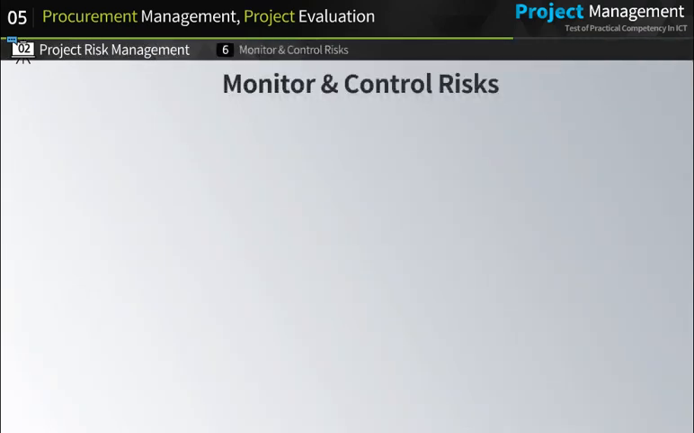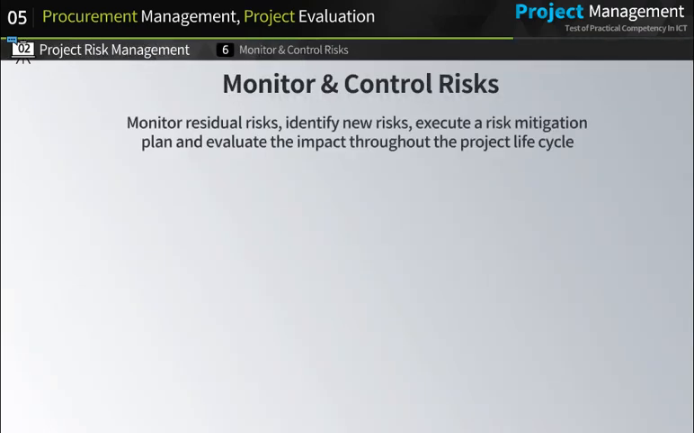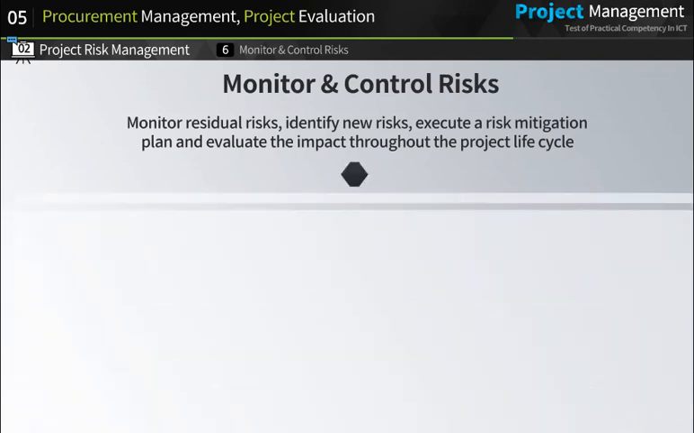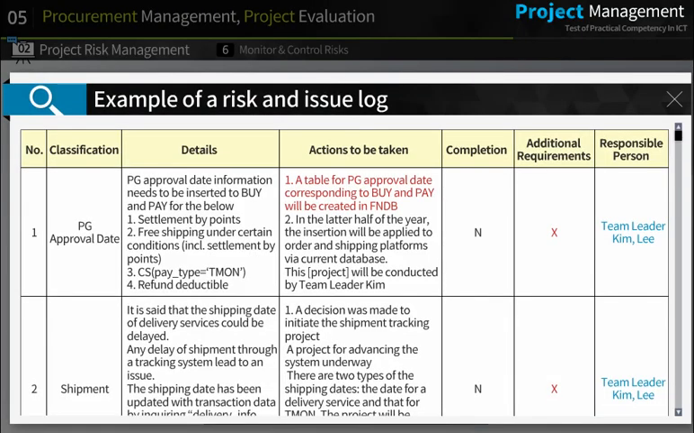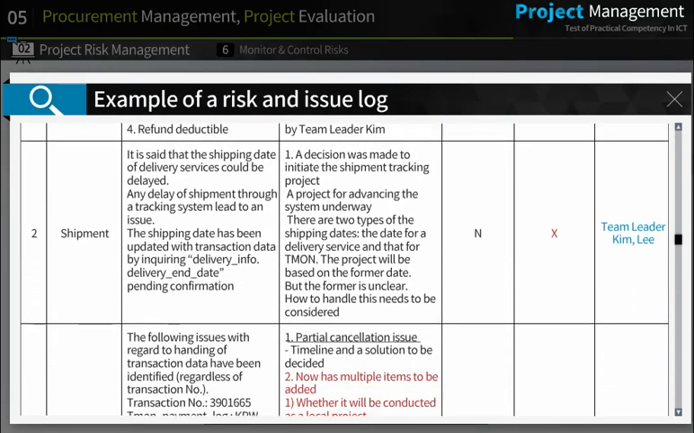Lastly, controlling risks. This is the process of monitoring residual risks, identifying new risks, executing a risk mitigation plan, and evaluating the impact through the project lifecycle. As seen in the previous table, a project manager must keep track of changes made for each issue or risk and monitor the progress of each risk.